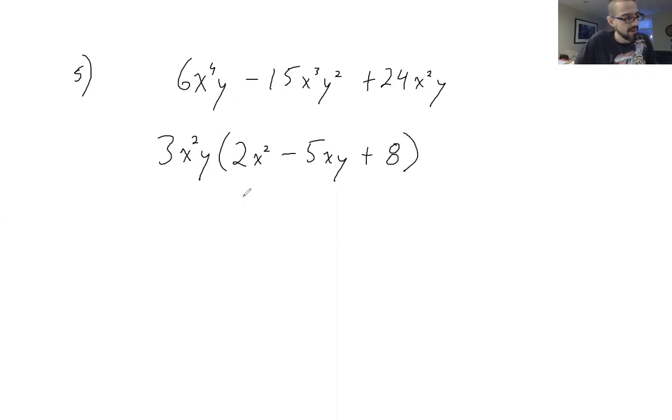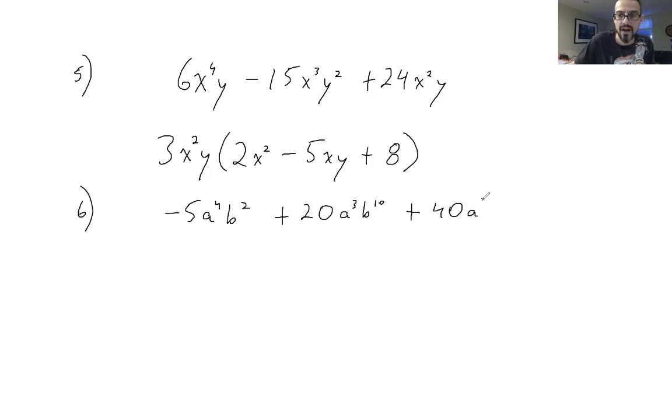We'll do one more example before I common factor out an expression. Another example, say -5 x to the fourth. You know what? I'll use a's and b's. I gotta mix it up here a bit. Okay, so -5 a to the fourth b to the 2, plus 20 a to the 3 b to the 10, and then plus 40 a to the 5 b to the 4.